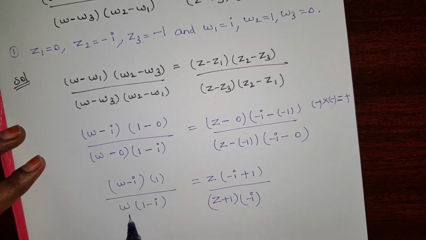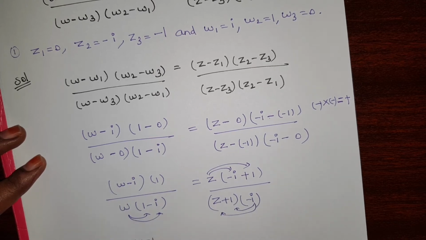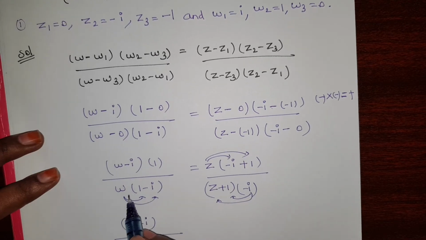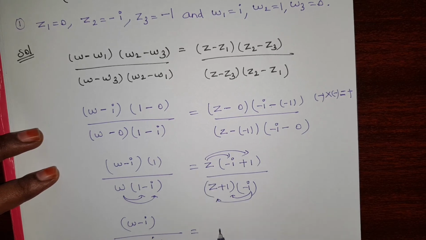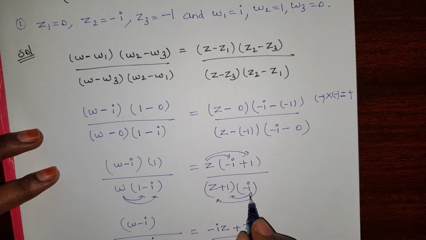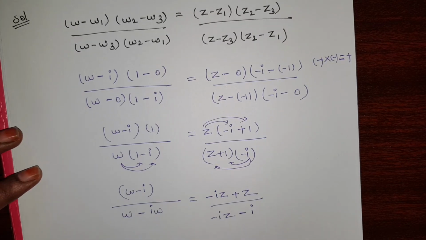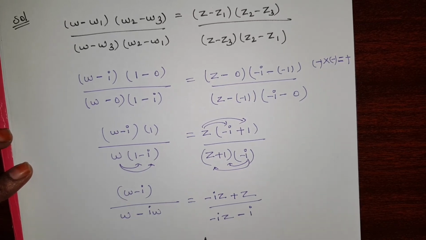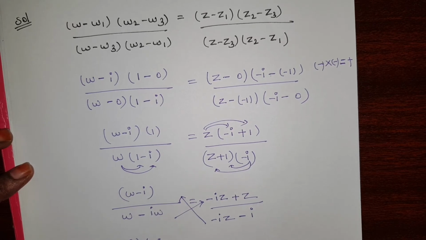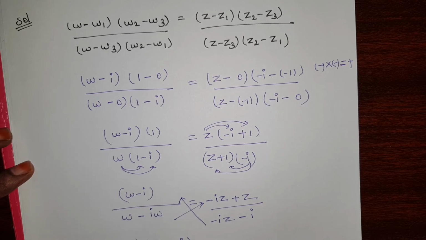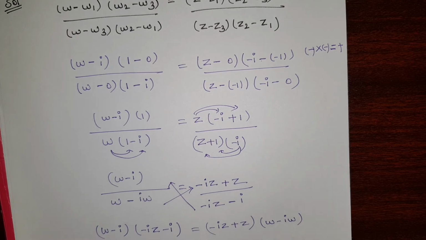Now we can multiply within the bracket. First one becomes W minus I. In the denominator, multiplying inside the bracket, 1 into W becomes W, minus I into W becomes minus IW. Multiplying Z inside the bracket, it becomes minus IZ plus Z, divided by multiplying minus I inside the bracket, it becomes minus IZ. Minus into plus becomes minus I. This is our simplification. Now we can cross multiply this, so that it becomes (W minus I)(minus IZ minus 1 minus I) equal to (minus IZ plus Z)(W minus IW). This is our simplification after cross multiplication.